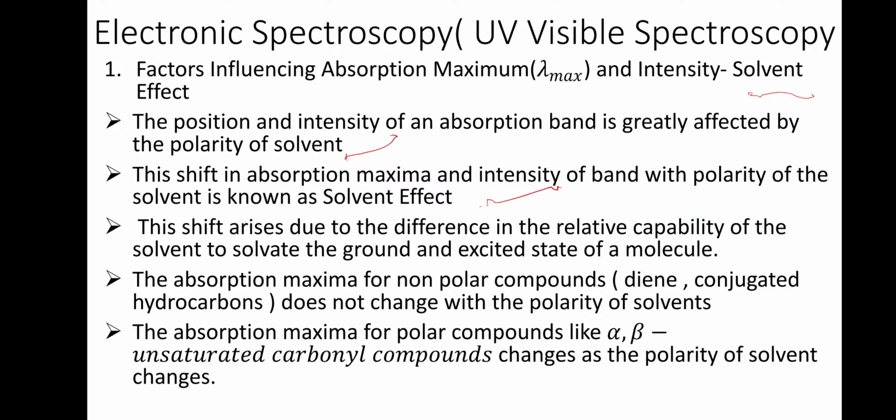A molecule has a ground state and an excited state. From the ground state only it will go to the excited state, absorbing the radiation. So based on how it reacts with the solvent, this shift occurs. The absorption maxima for non-polar compounds like conjugated hydrocarbons does not change with polarity of the solvent. So whether you take it in water or in hexane, you will get the same lambda max value. The absorption maximum for polar compounds like alpha beta unsaturated carbonyl compounds changes as polarity of the solvent changes.